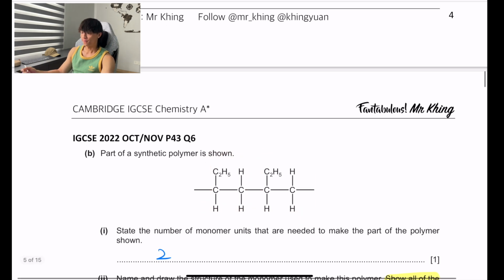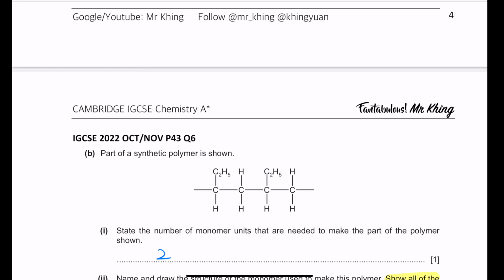2. And one more thing, you only put bracket and n when you draw the general formula of the polymers. So whenever you draw polymers with a specific number of repeat units, you do not need to put bracket anymore. That's why you see there's no bracket n. All right, and then you're asked to draw the structures of monomers.